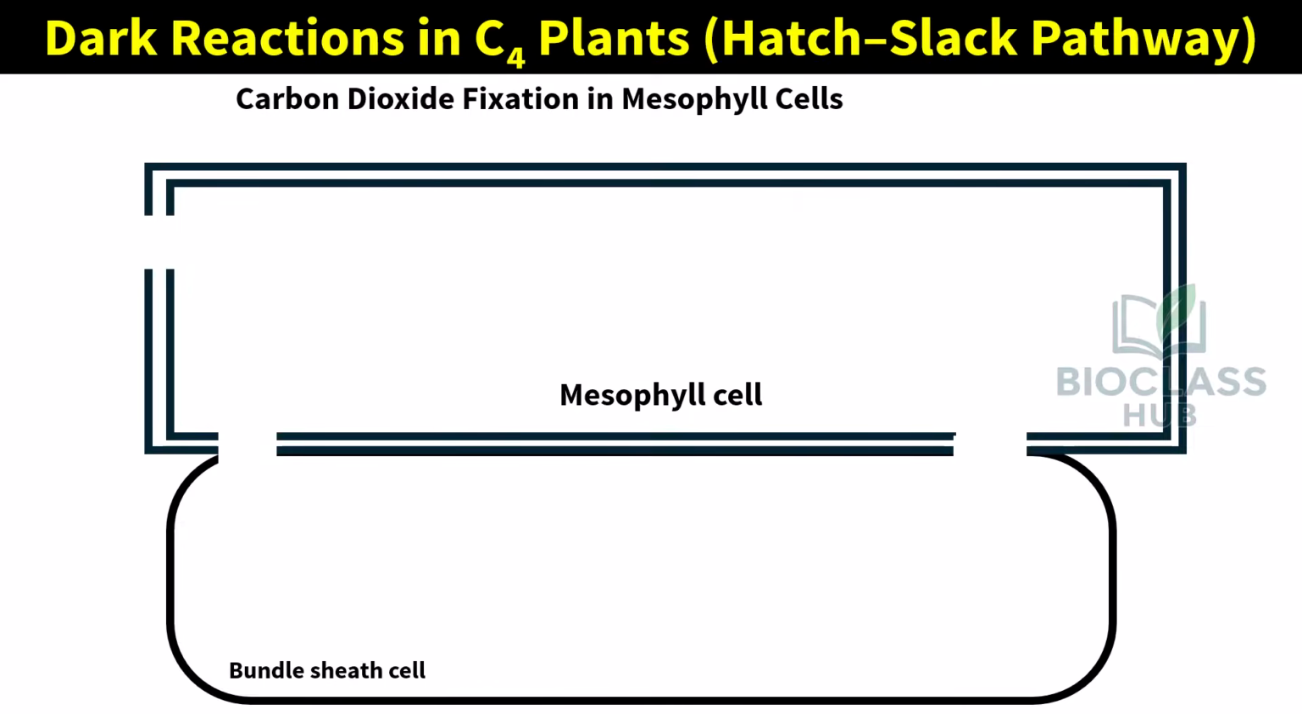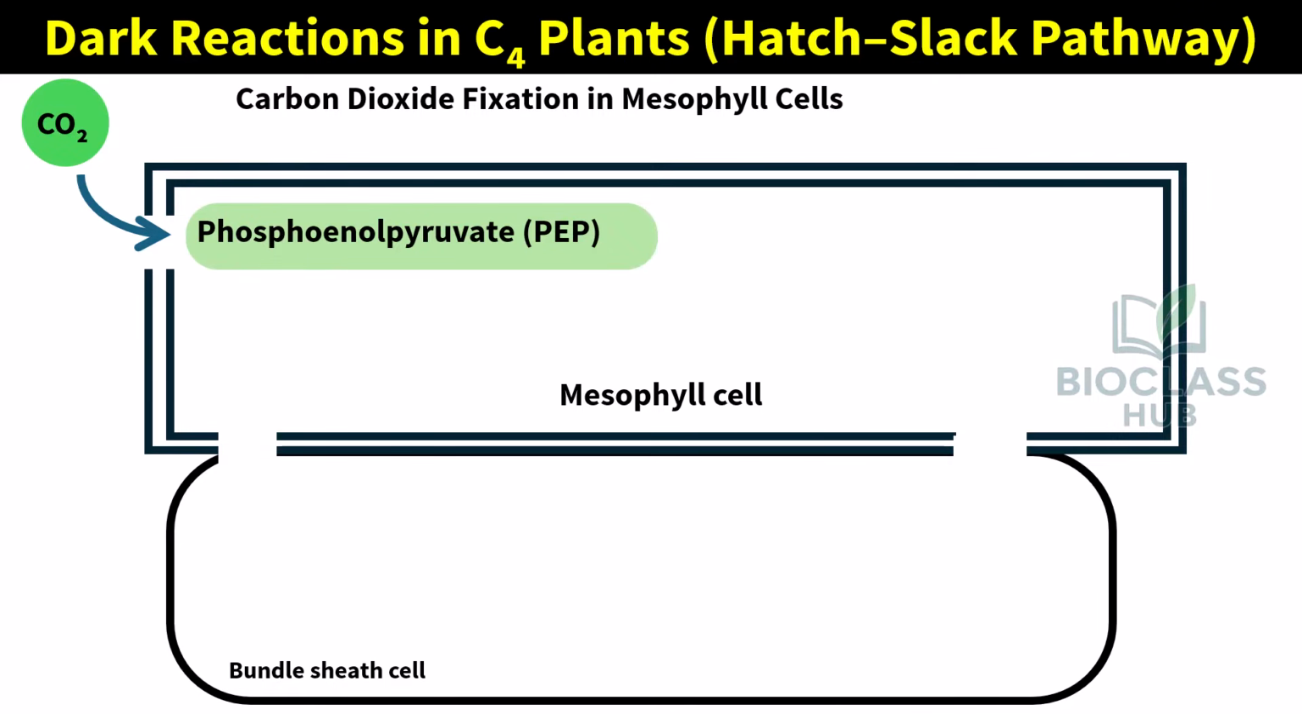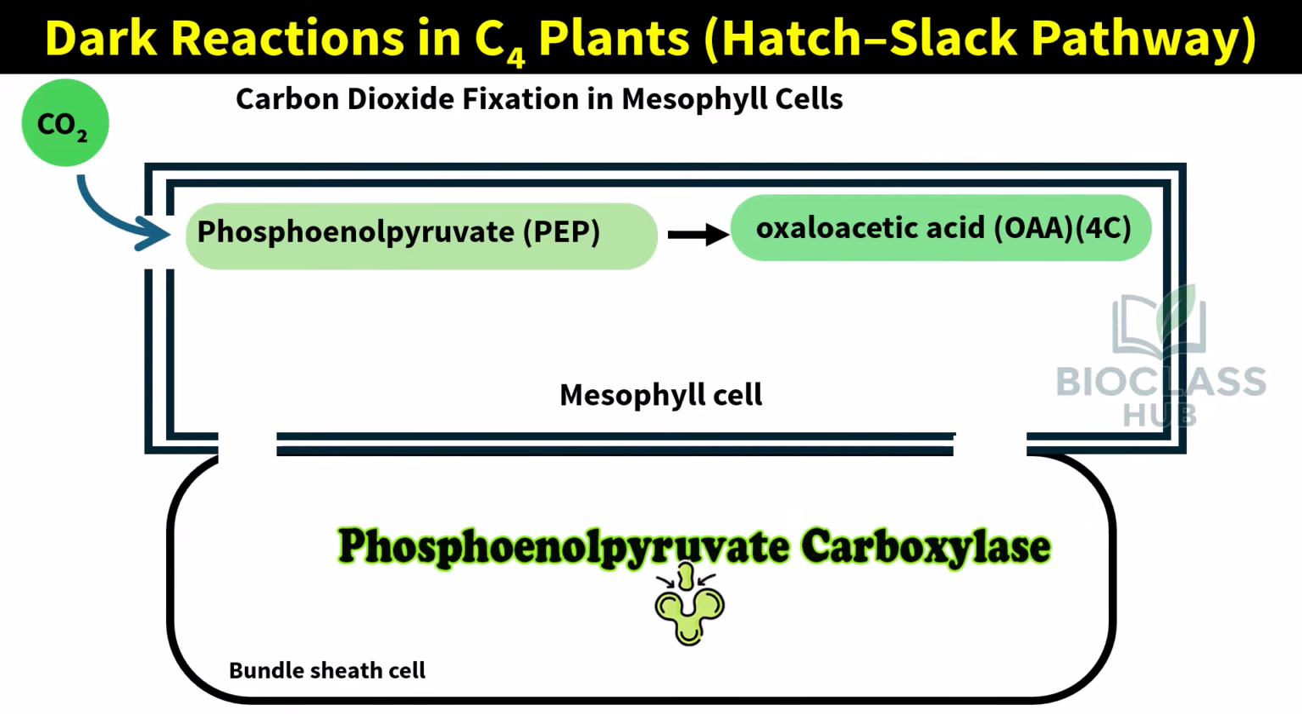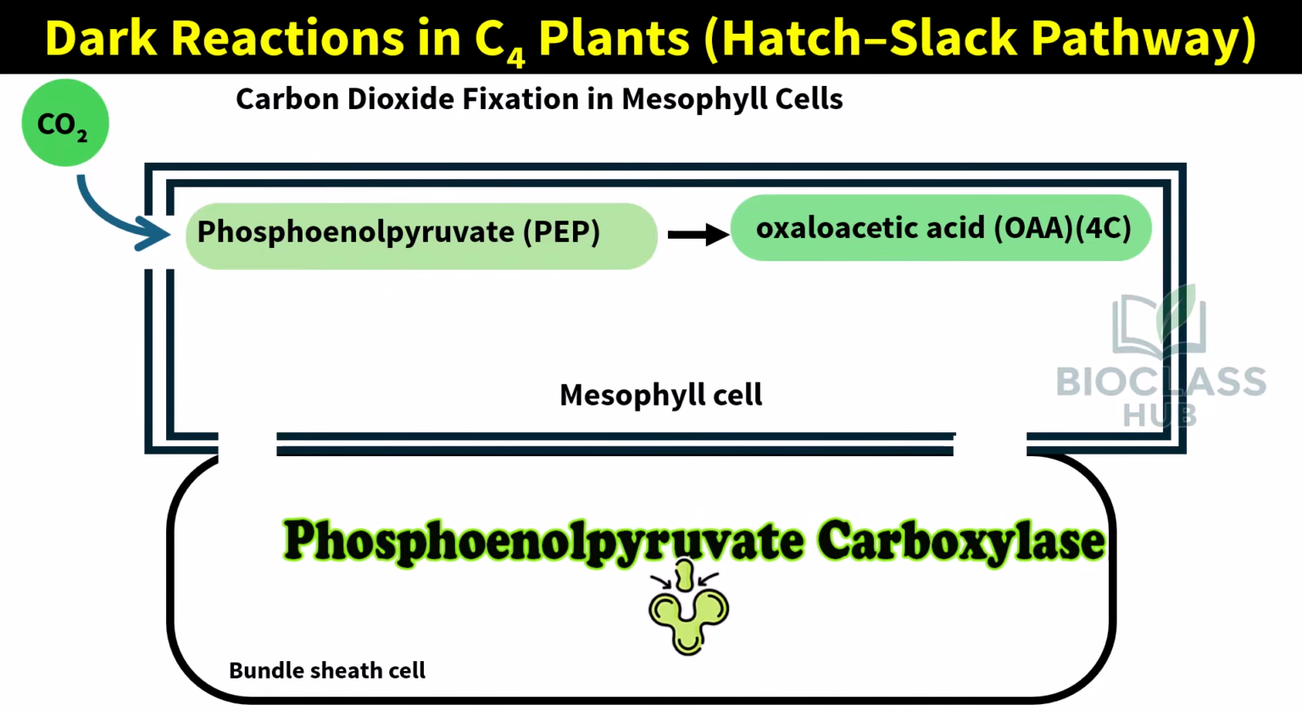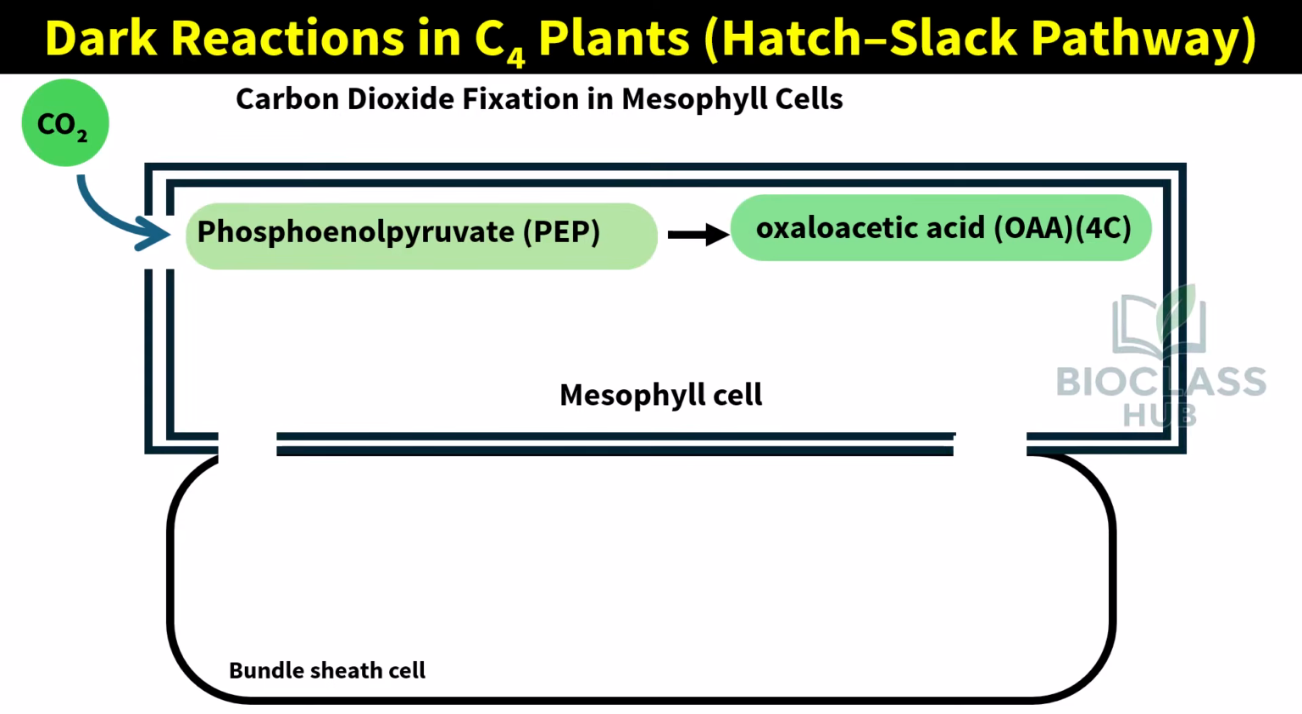Dark reactions in C4 plants. The Hatch-Slack pathway in the mesophyll cells. Start with carbon dioxide fixation in mesophyll cells. Carbon dioxide first enters the mesophyll cells. It combines with phosphoenol pyruvate, a 3-carbon compound, to form oxaloacetic acid, a 4-carbon compound. This reaction is catalyzed by the enzyme phosphoenol pyruvate carboxylase, which has a high affinity for carbon dioxide and does not react with oxygen. The oxaloacetic acid is then converted to malate.